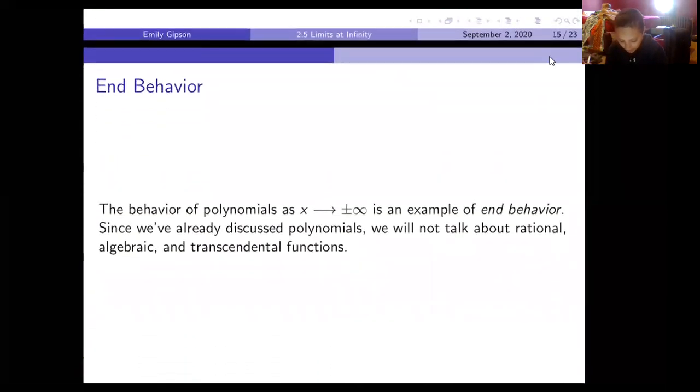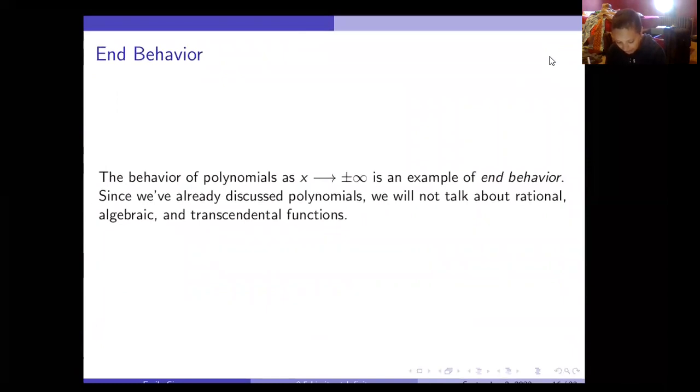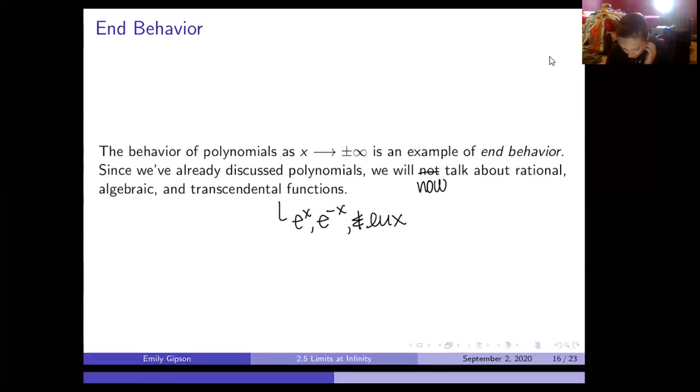So the behavior of polynomials as x approaches positive and negative infinity is an example of the end behavior of a function, right? Polynomials are functions too. Since we've already discussed polynomials, we will now talk about rational functions. I'm going to skip algebraic functions because it's just more notes that you don't really need to take. And we're going to talk about transcendental functions briefly. And remember, transcendental functions, that's e to the x, e to the negative x, and the natural log of x. So let's move right along.